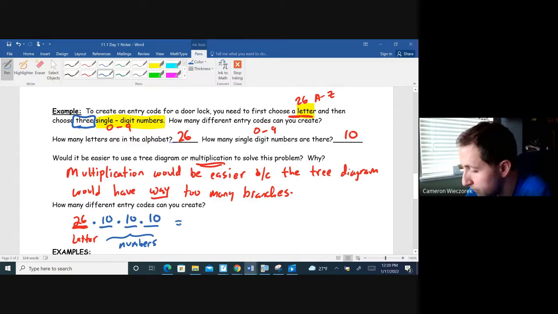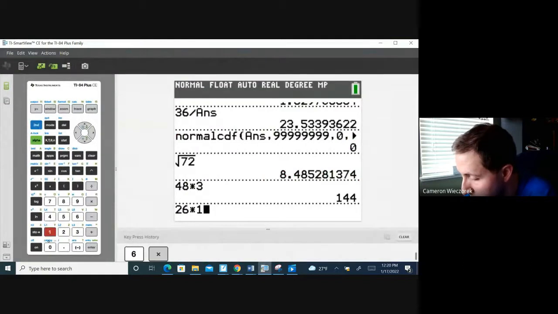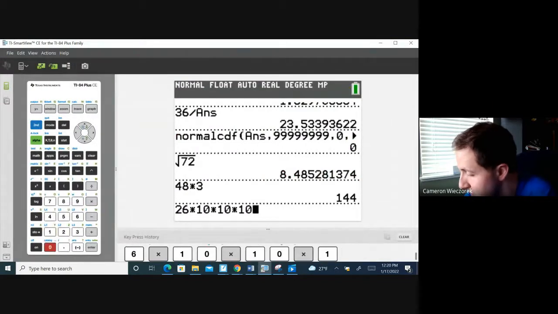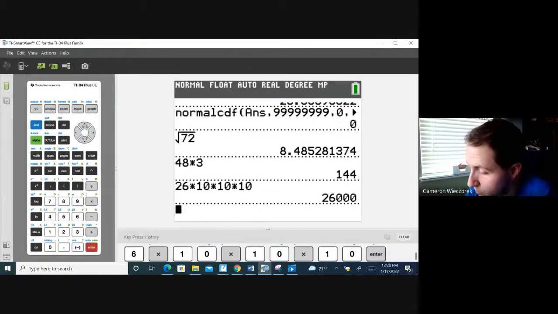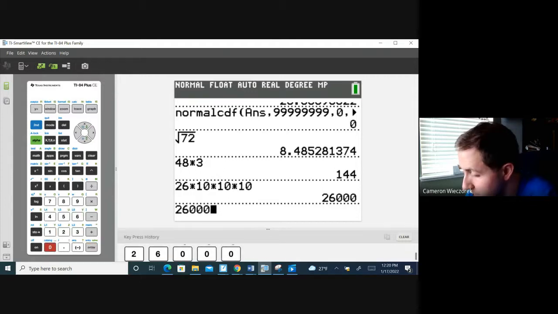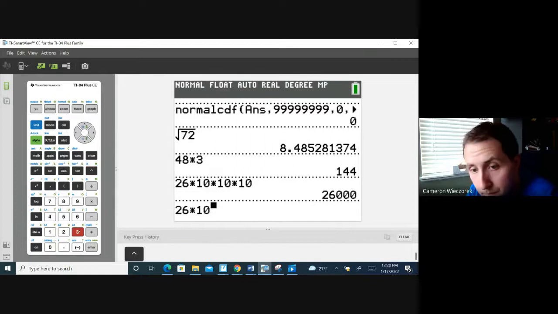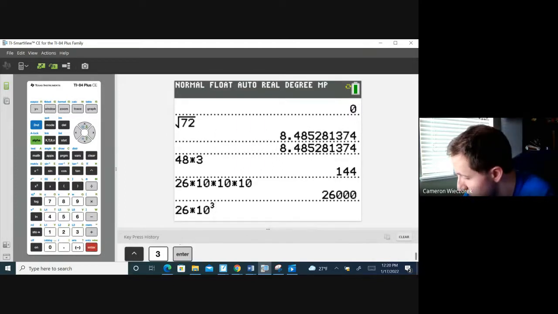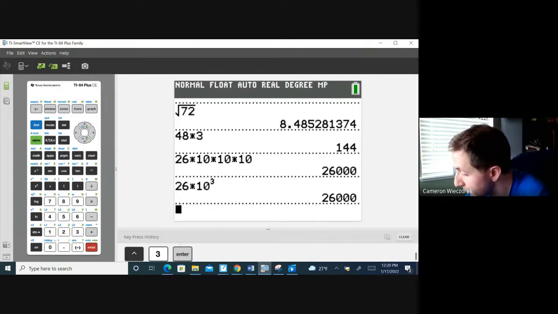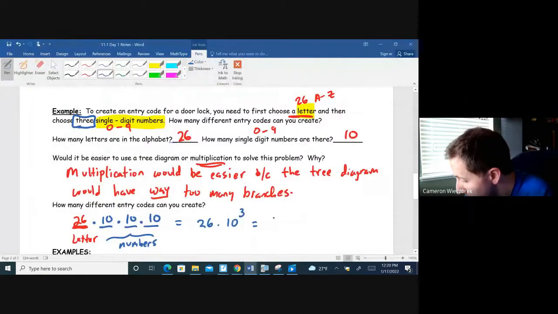So now I multiply them together. 26 times 10 times 10 times 10, so 10 to the power of 3. So I'm just going to multiply it in my calculator as 26 times 10 times 10 times 10. So 26,000, or you could type in 26 times 10 to the power of 3. Same answer. Depends if you want to use the exponent or not. So that's how many codes you could create.